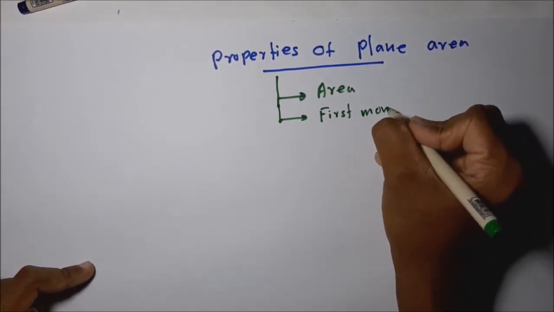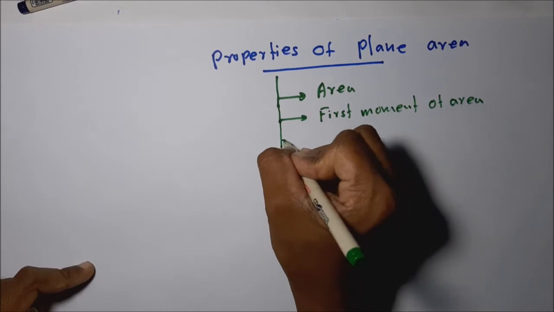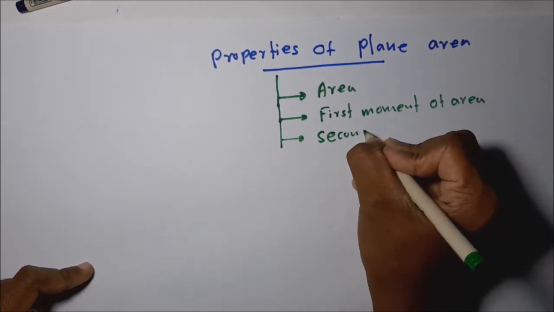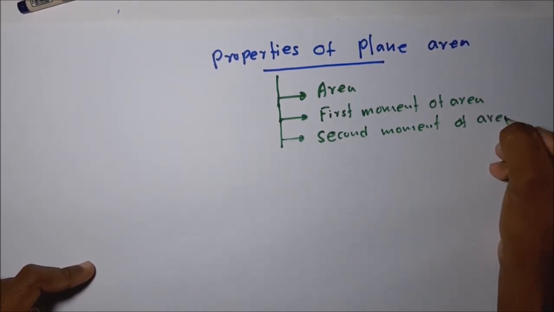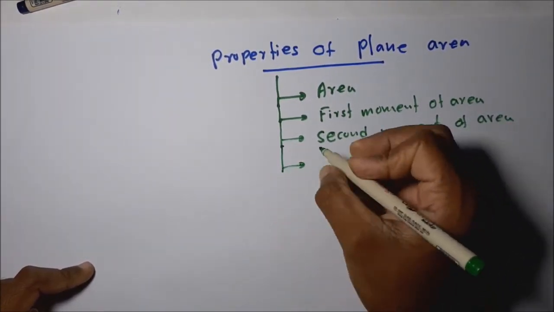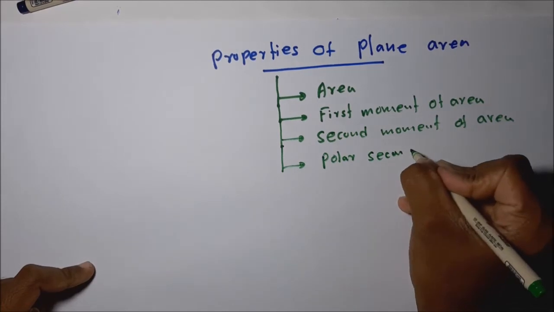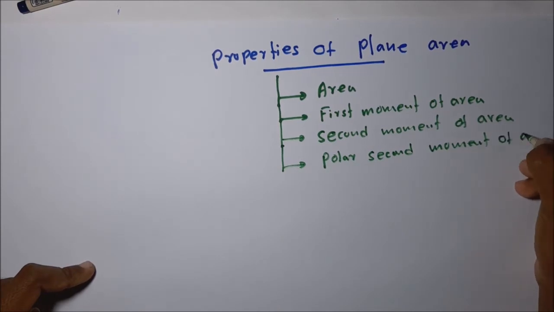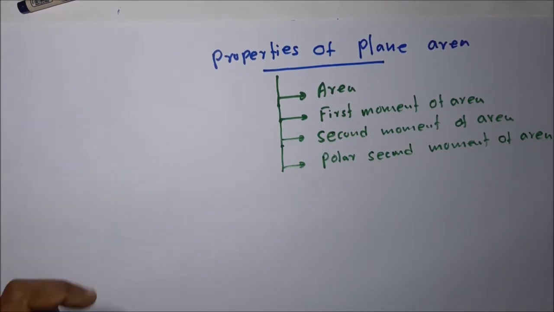The second property, first moment of area. Sorry, the third property, second moment of area. Then the last one, polar second moment of area. These are the things we are going to discuss under properties of plane area.